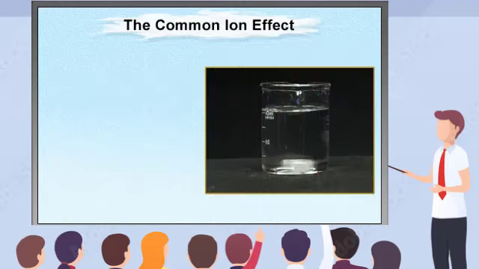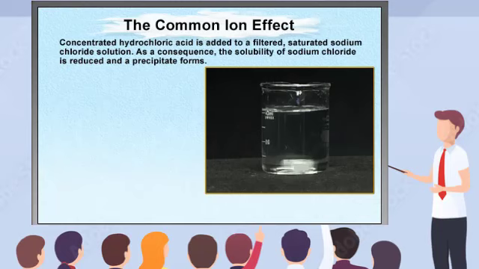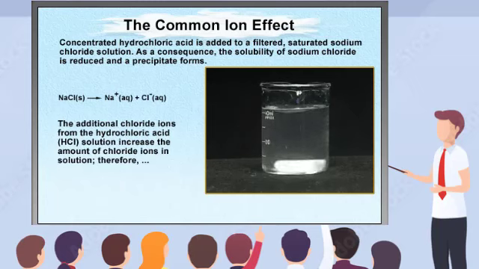Unfortunately, since the amount of calcium sulfate precipitate is so small that it would be difficult to see in a video, a saturated sodium chloride solution to which concentrated hydrochloric acid is added is used in this video to demonstrate the common ion effect. In the video demonstration, the common ion is chloride, and the ionic compound that has its solubility lowered is sodium chloride.